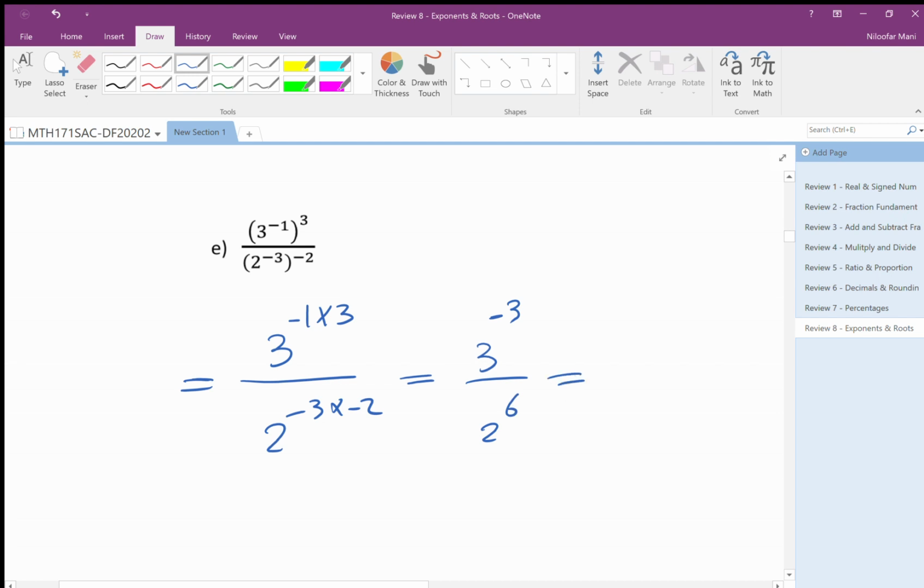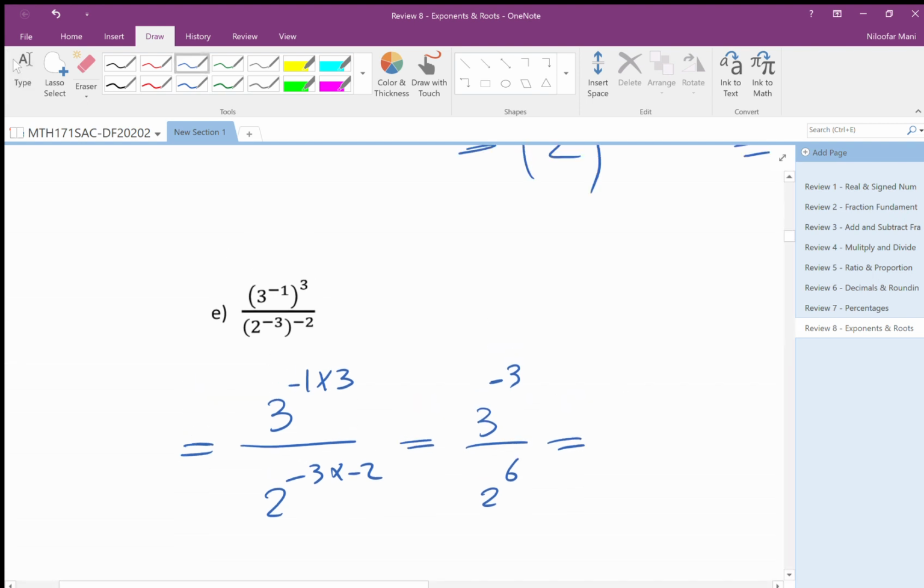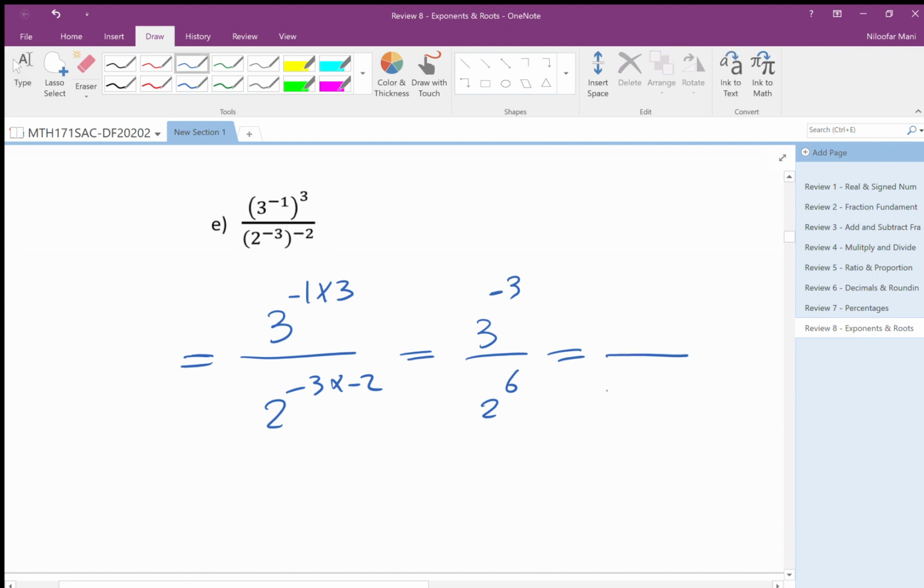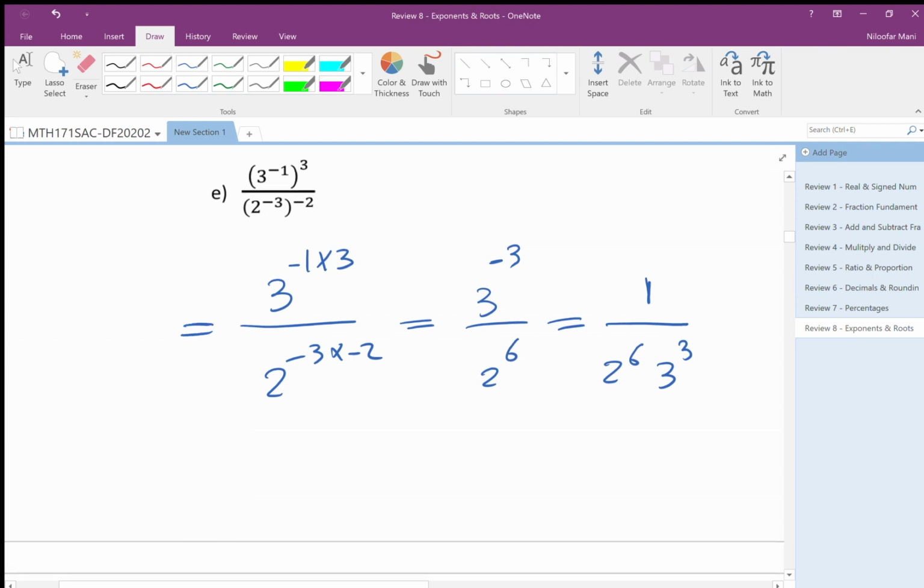What do you do with different bases? You don't continue. But what do you do if I say I want to see positive exponent? Do you move 2 power 6? No, because that's positive. But which one do you move? So you do 2 power 6, 3 power 3, and 1 here. Not 0, of course. But if I don't say, you just stop there.